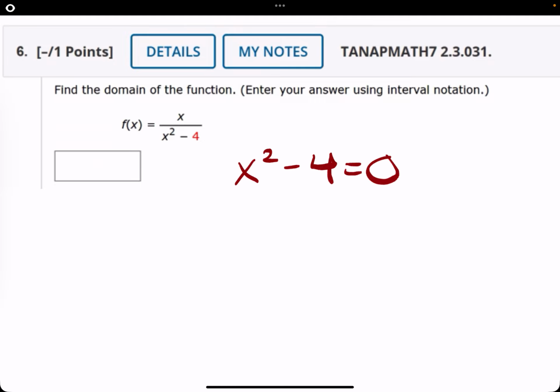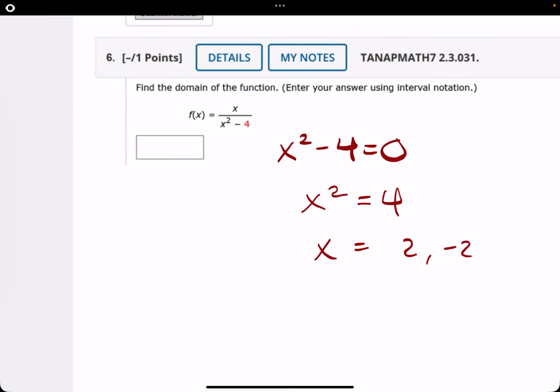We're going to set the denominator equal to 0 so that we can solve for the x values that make the denominator equal to 0, therefore make the function undefined. And those x values will not be in our domain. So if we solve for x, we get not just +2, but also -2. So plus and minus 2. +2 and -2 are the x values that make the denominator equal to 0, therefore are the values that are not in the domain. But every other x value should be valid.